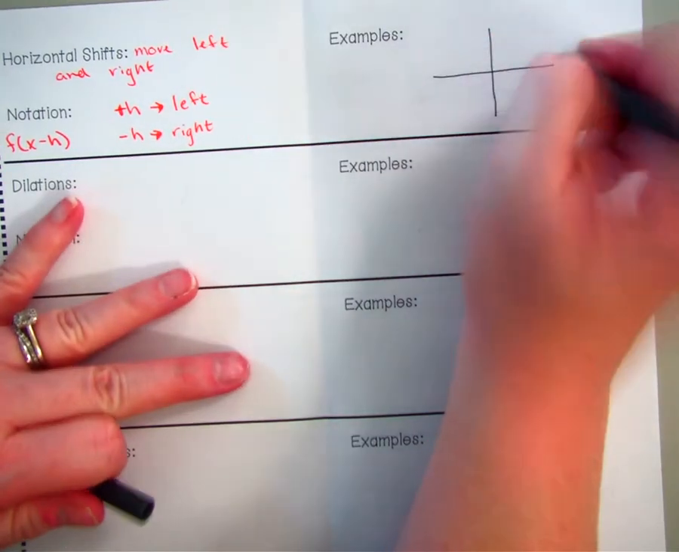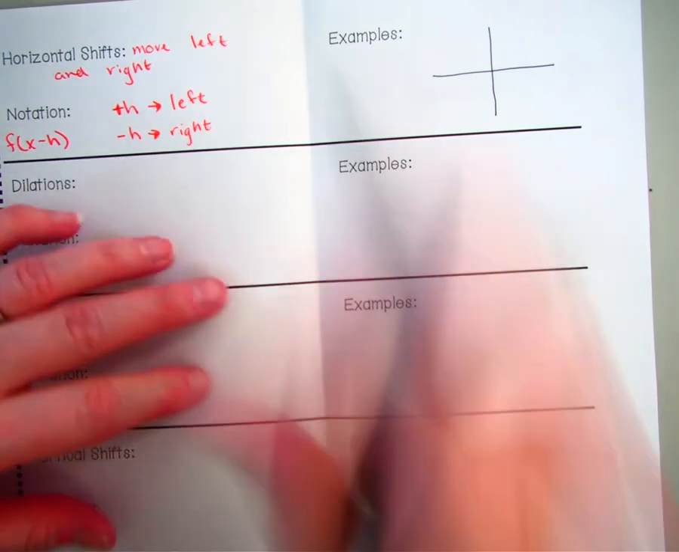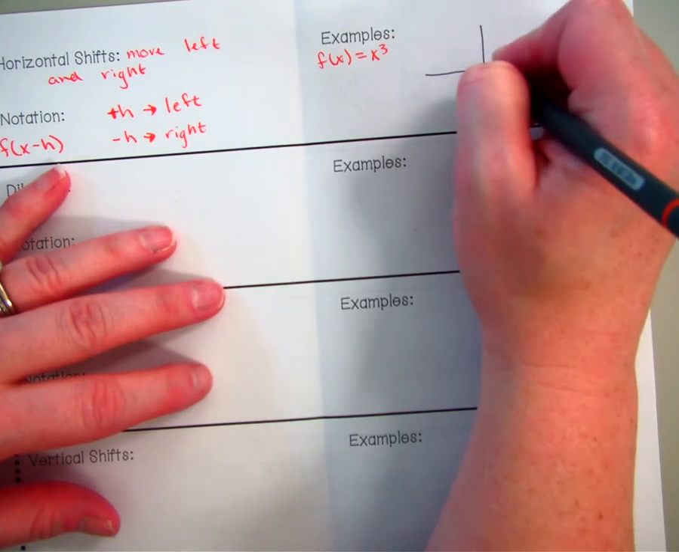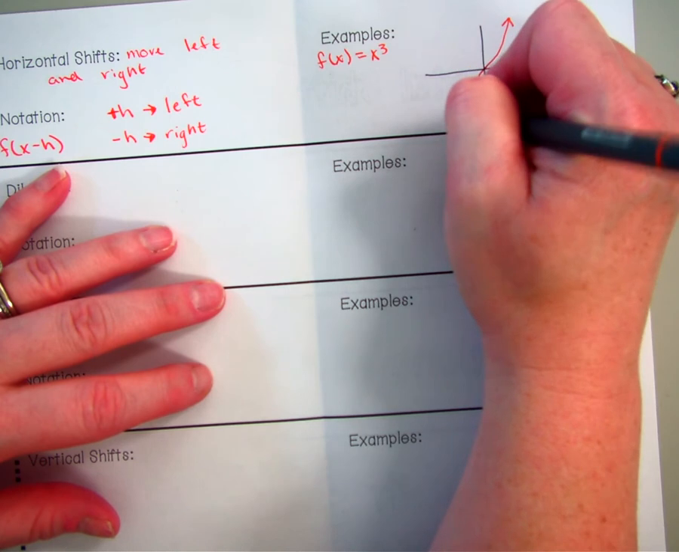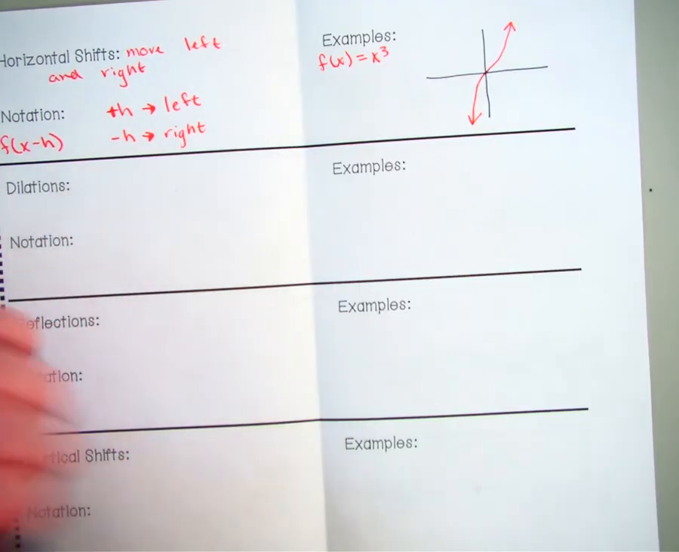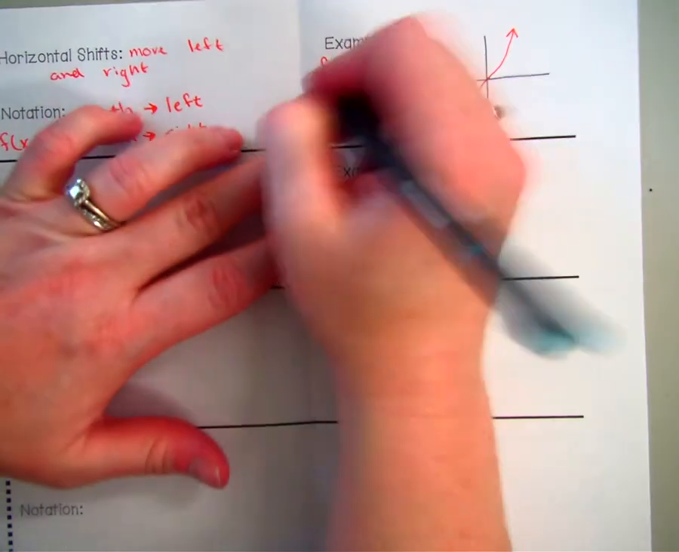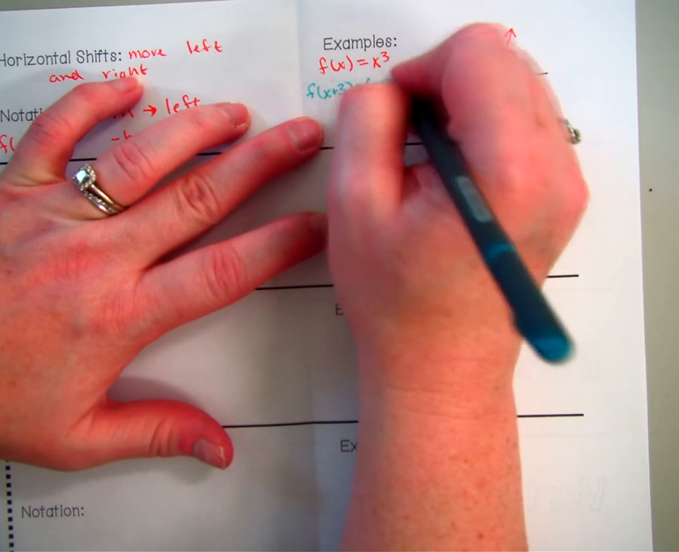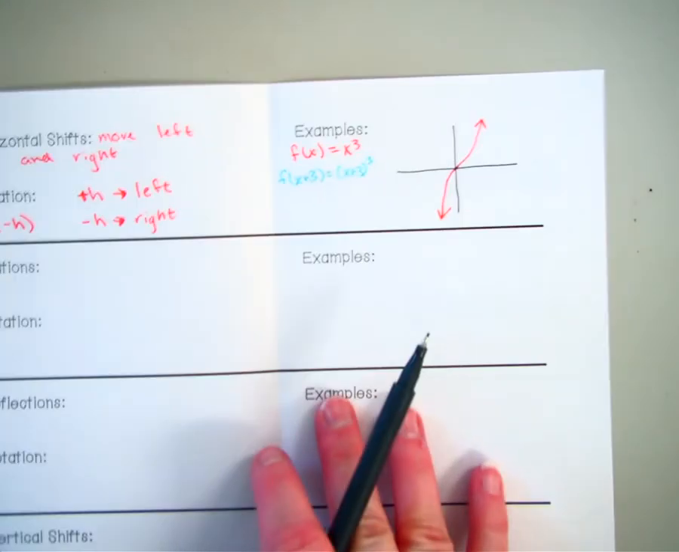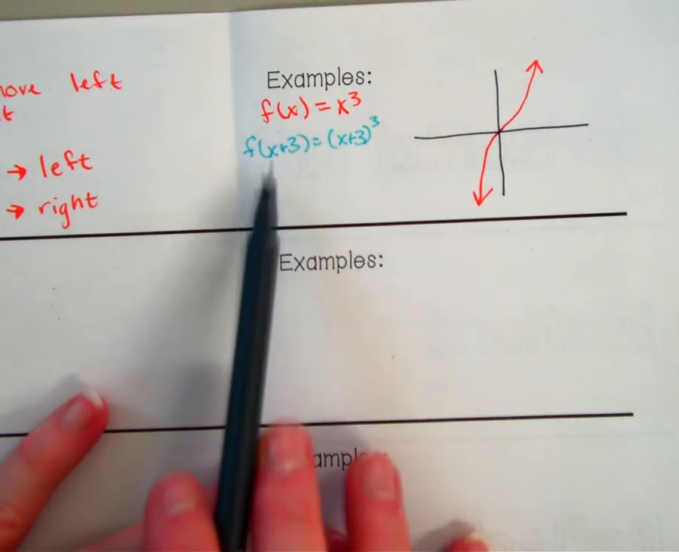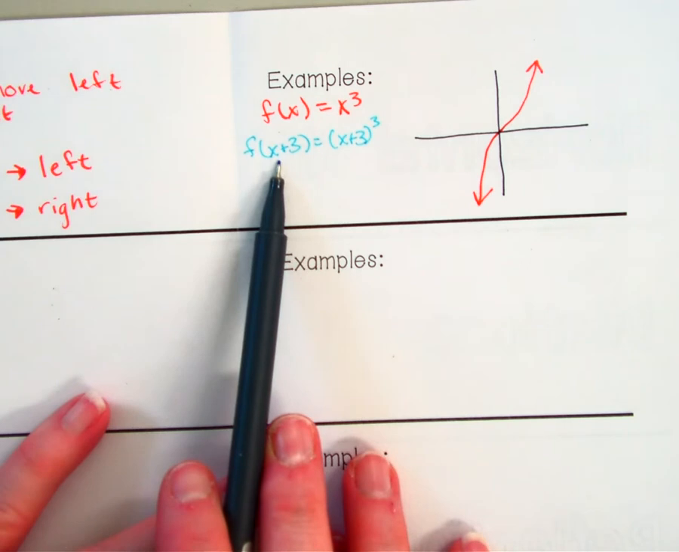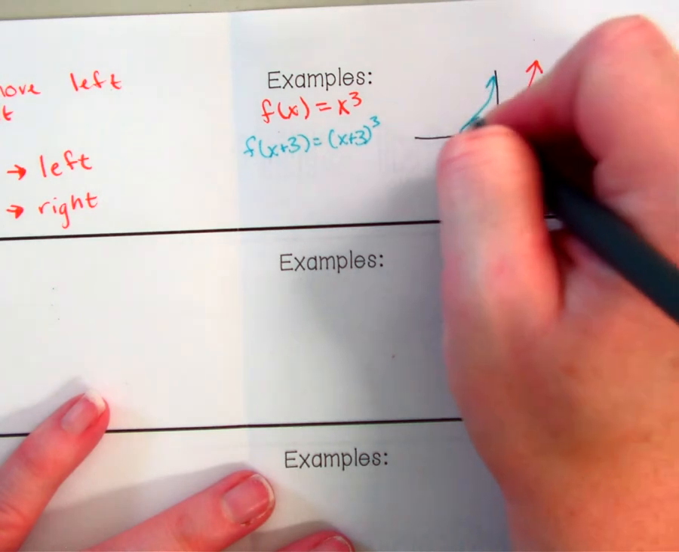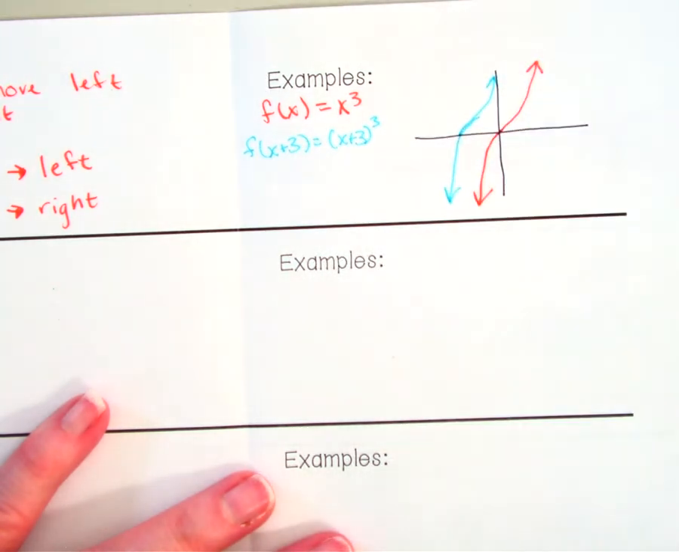So take a look at an example over here. Let's say we have f of x equals x cubed. We'll do our parent function for our cubic graphs right there. Now let's move that to the left. Notation-wise, that's going to look like this. This is our function notation telling us to move 3 to the left. This is what it would actually look like in the function. And then on the graph, it has the same exact shape. It's just 3 units to the left.